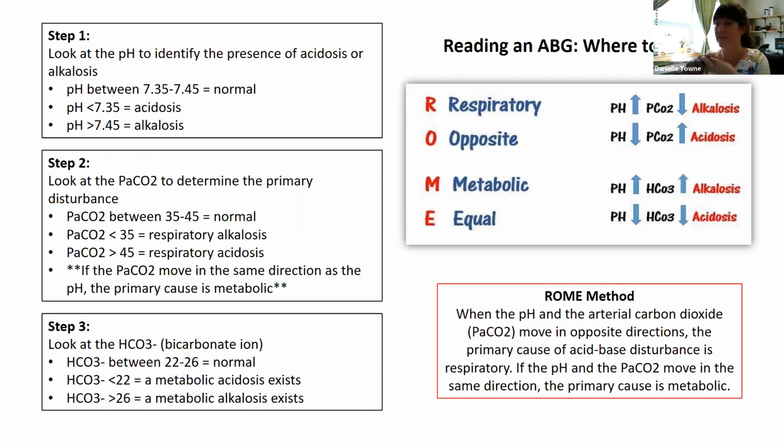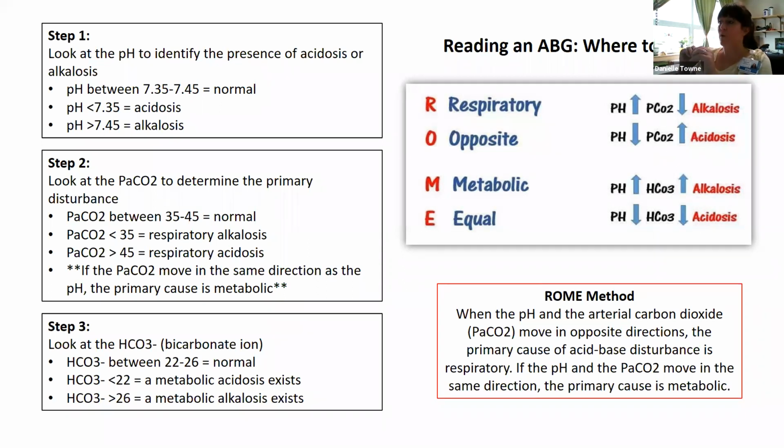It's starting to rise. So there's one thing that's really helpful, and I'm going to talk about it right now because it has this little star thing saying if the PCO2 moves in the same direction as the pH, primary cause is metabolic. And I'm going to explain that a little because I think it's kind of confusing sometimes. So ROME is something that I like to use. It's called respiratory is opposite, metabolic is equal. Okay, and that's looking at your pH and your PCO2, just those two numbers.